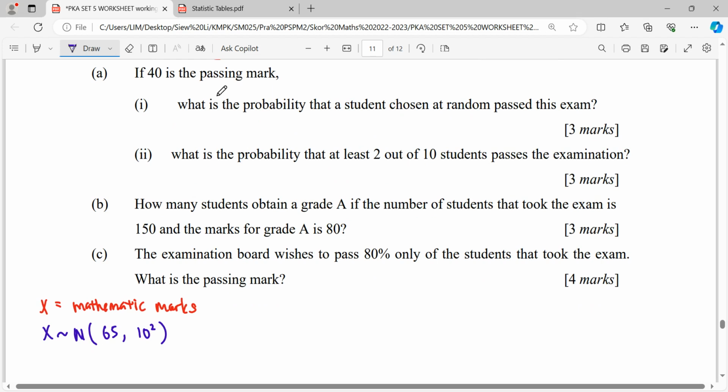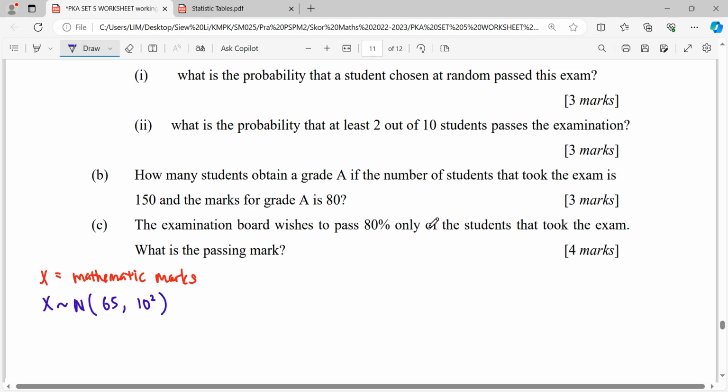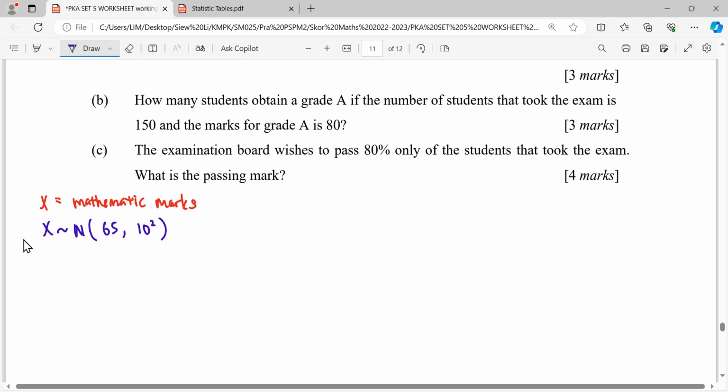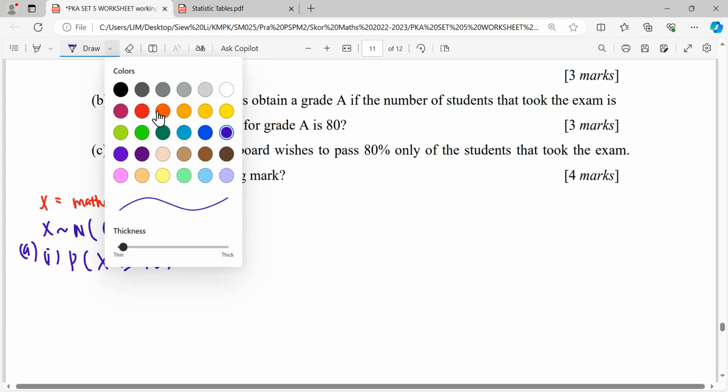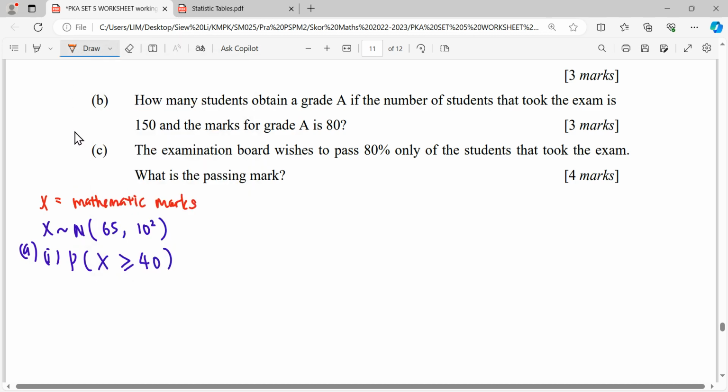Then for question A, if 40 is a passing mark, what is the probability that a student chosen at random passes the exam? So in order for a student to pass the exam, it means the probability of finding the marks must be more than 40, more than or equal to 40. Whether you have the equal sign or not doesn't matter because this is a normal distribution. It will not be concerned about the equal sign. So x comes from a normal distribution.